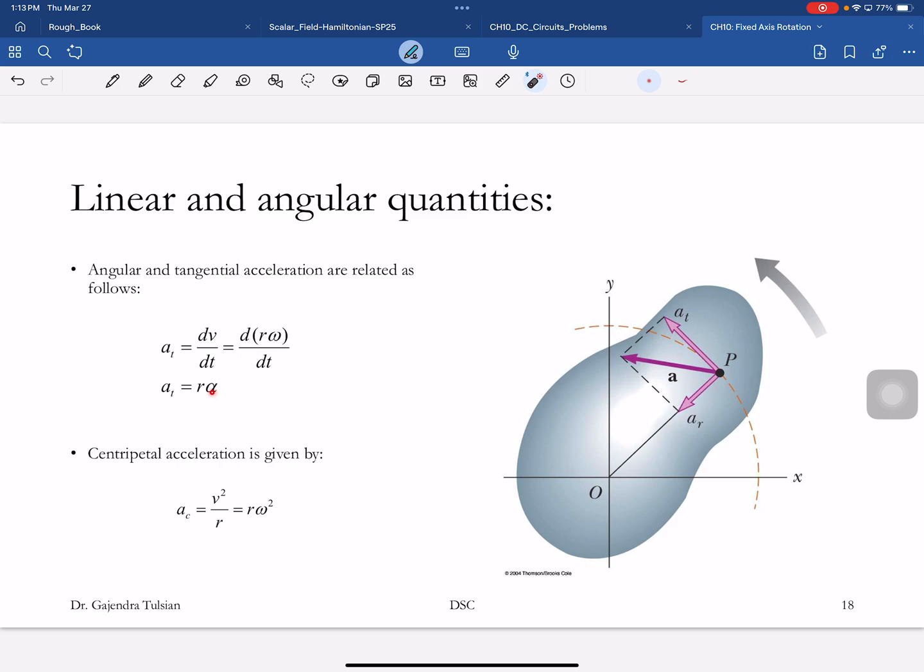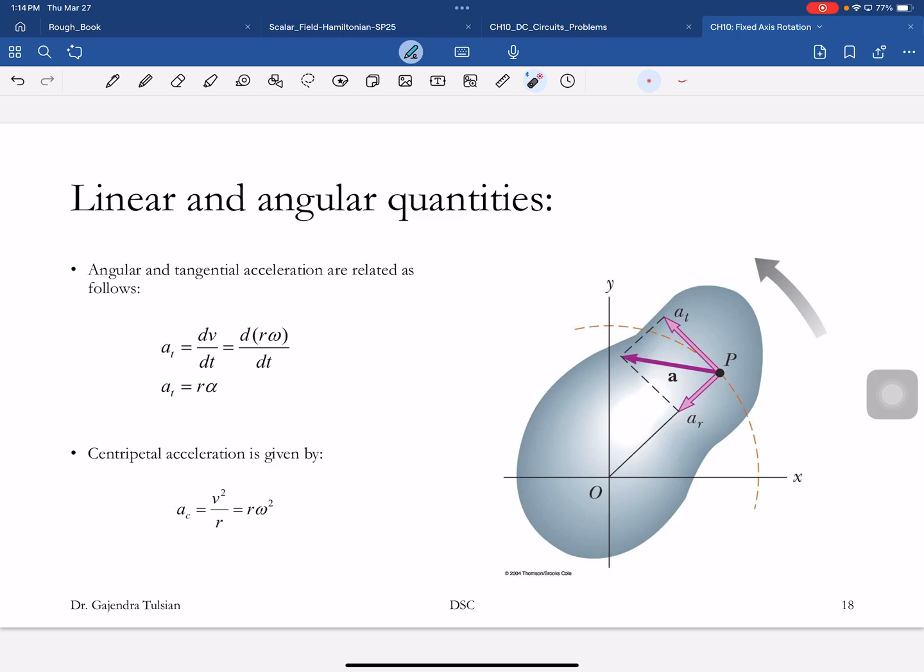For alpha, in this formula, the only unit it can have is radians per second squared. The angular measure has to be in radians. It can be radians per second squared or radians per meter squared, but the angle has to be in radians.